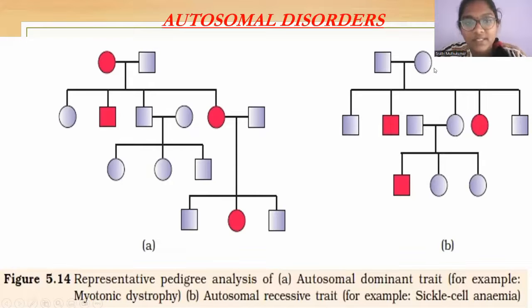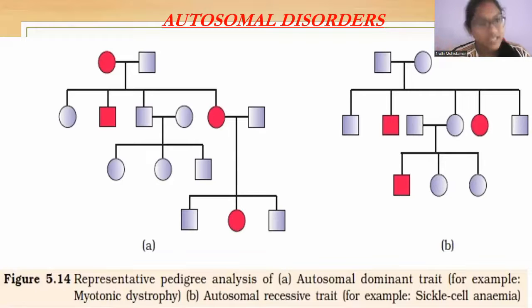So here you can see the disease is not seen in all the generations. You can see G1, generation 1, they don't have this disease, which means both the parents, of course, are heterozygous, right? Since two of the children are having the disease. And this is recessive.